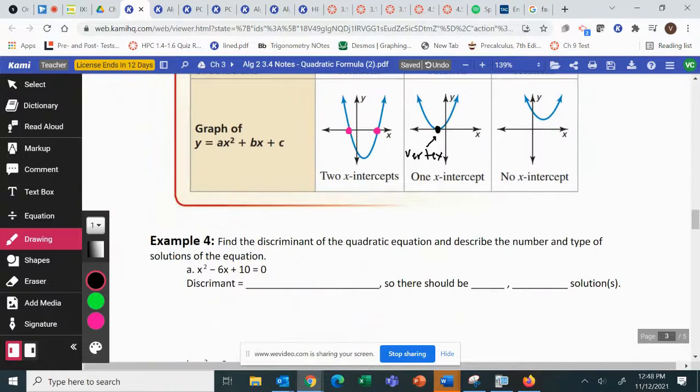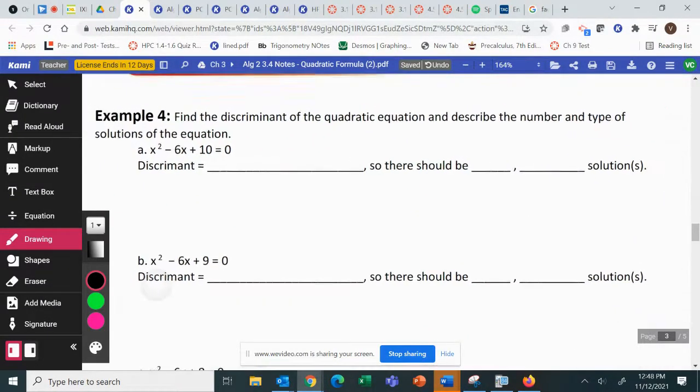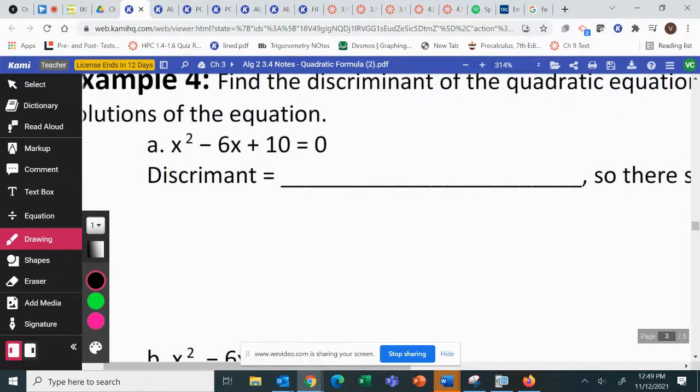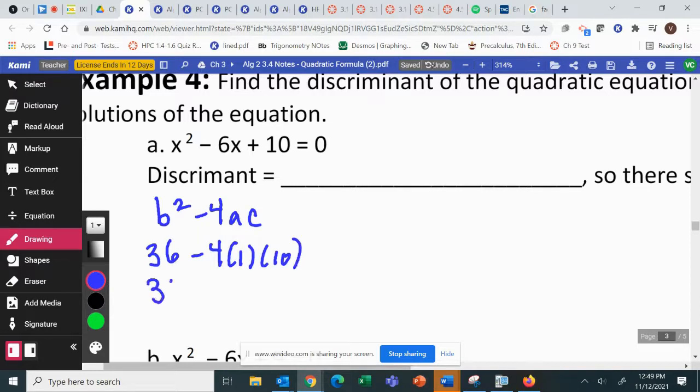So we have 3 examples. We're going to find the discriminant for each of these and determine how many solutions there are. So the discriminant, until you have it memorized, is b squared minus 4ac. I'm just going to keep writing it down, and so should you, until you have it memorized. We start with the first equation. B is negative 6, so 36 minus 4 times 1 times 10. So 36 minus 40 is negative 4. So my first discriminant is negative 4.